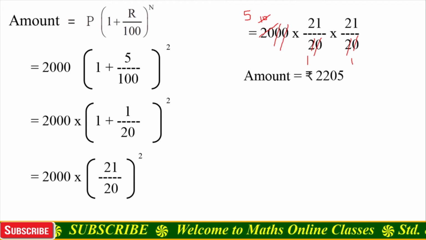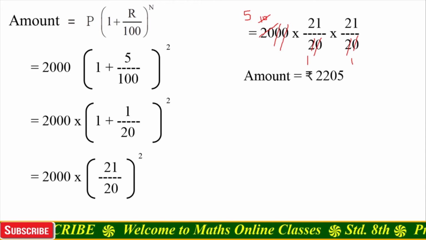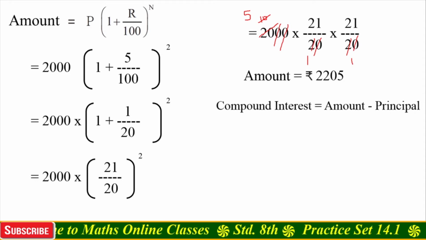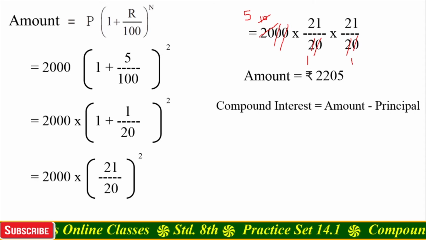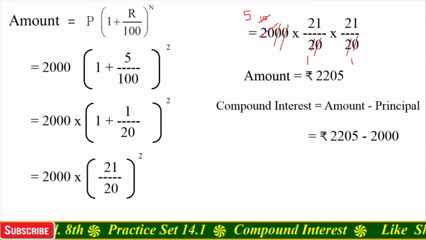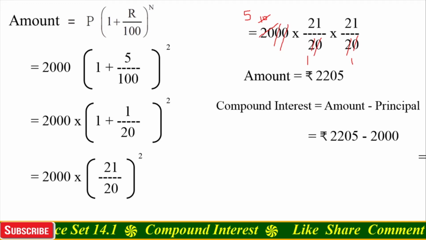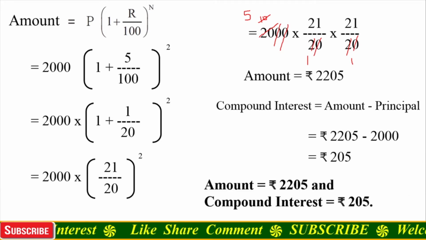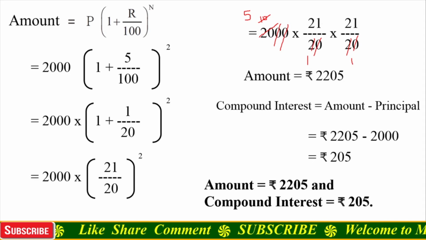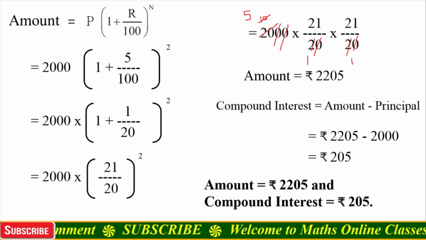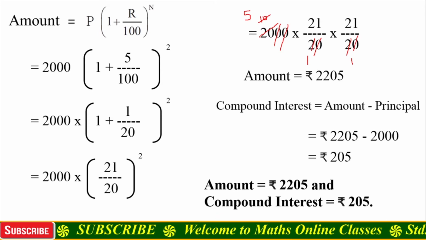Now the next thing we have to find compound interest. Let us take the formula. Compound interest is equal to amount minus principal. Substitute the values. Is equal to 2205 minus 2000. We get subtraction 205. Finally, we write the answer. Amount is equal to rupees 2205 and compound interest is equal to rupees 205.